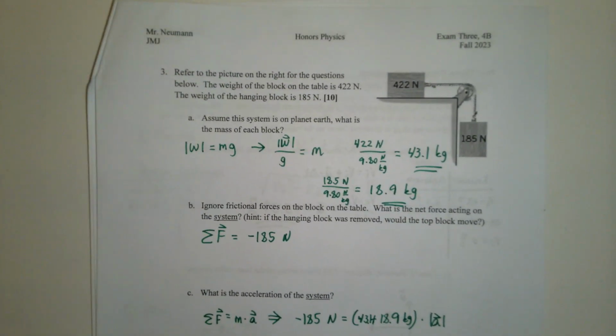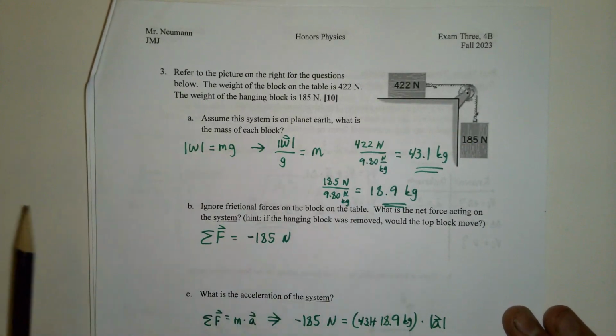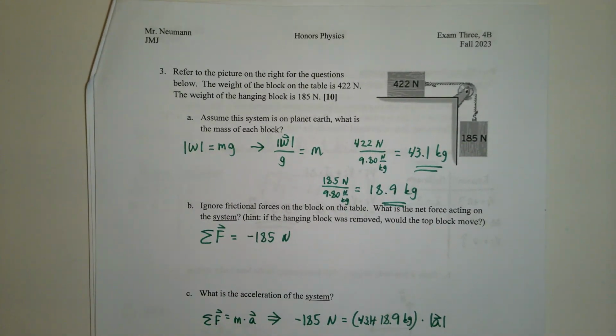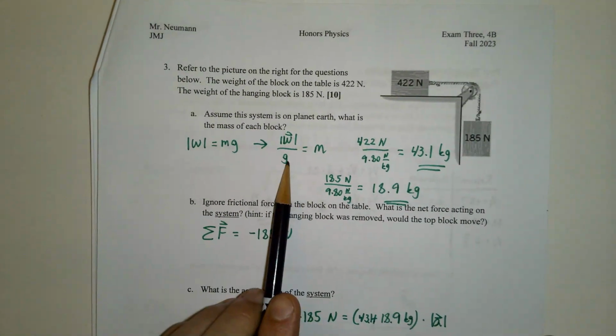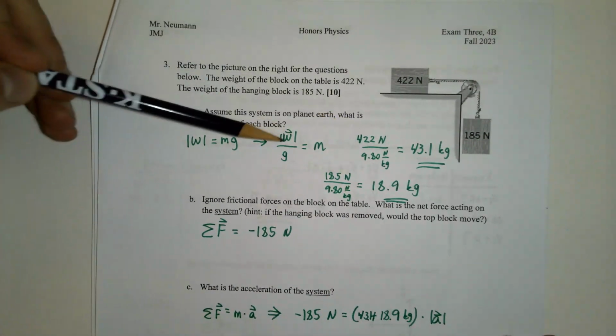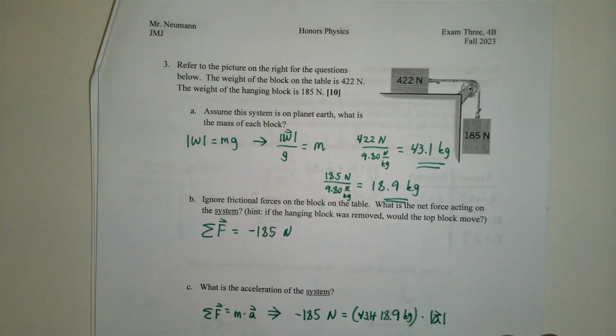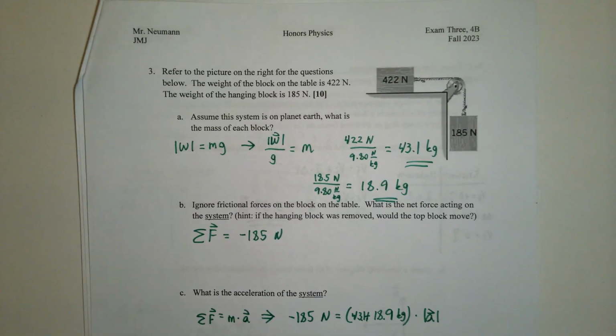All right, we have our two blocks here. In order to find the mass of each block, assuming that they're on Earth, in order to relate mass to weight, we're given their weights. We need the gravitational field. The gravitational field, we know because they're on Earth, is 9.80 newtons per kilogram. So if we take the weight divided by the gravitational field, we find that the mass must be 43.1 kilograms for the block that's on the table and 18.9 kilograms for the block that is hanging.